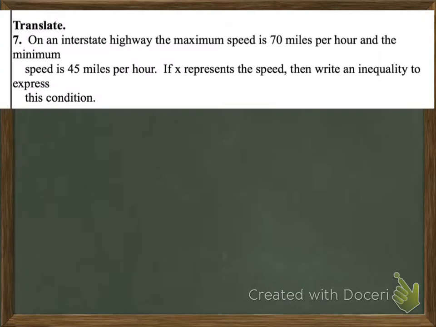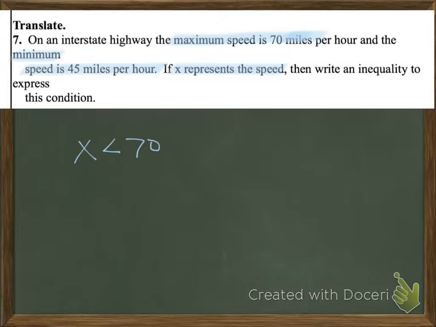Okay, example number 7, we're going to have to translate in order to solve. So let's go ahead and start translating. It says on an interstate highway, the maximum speed is 70 miles per hour, and the minimum speed is 45 miles per hour. Okay, if x represents the speed, then write an inequality to express this condition. Okay, so I can have a maximum speed. So that means x has to be what? Greater than or less than 70? Yeah, if it's a maximum, that means 70 is the highest. Everything else has to be less than 70. So x is less than 70.